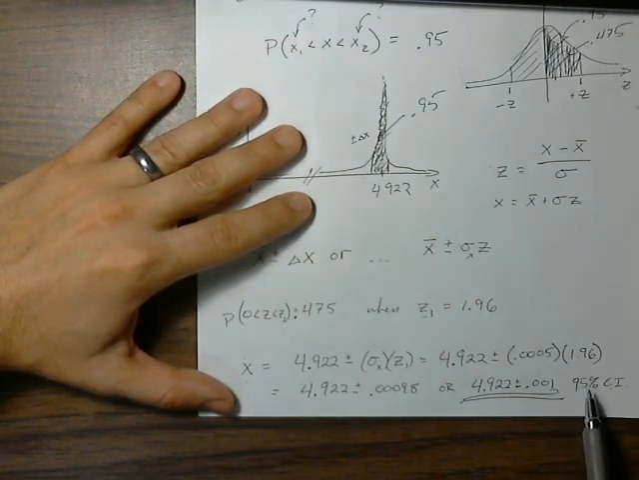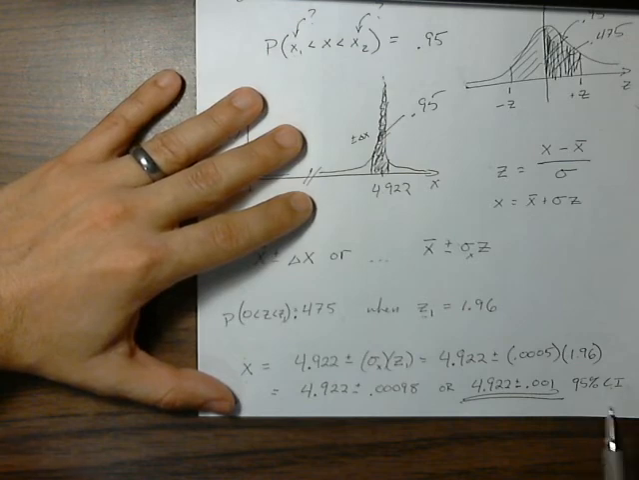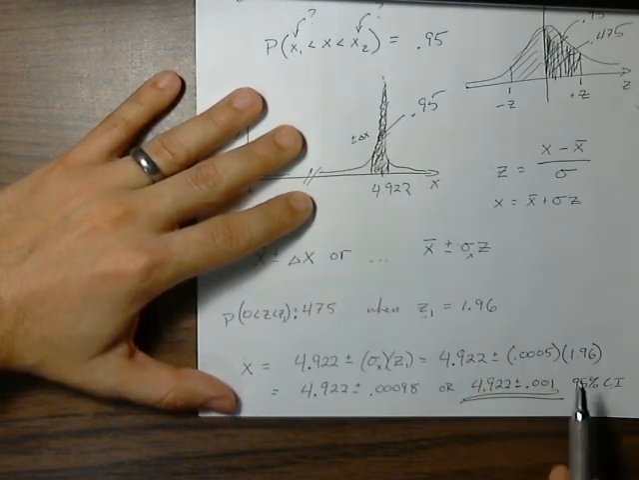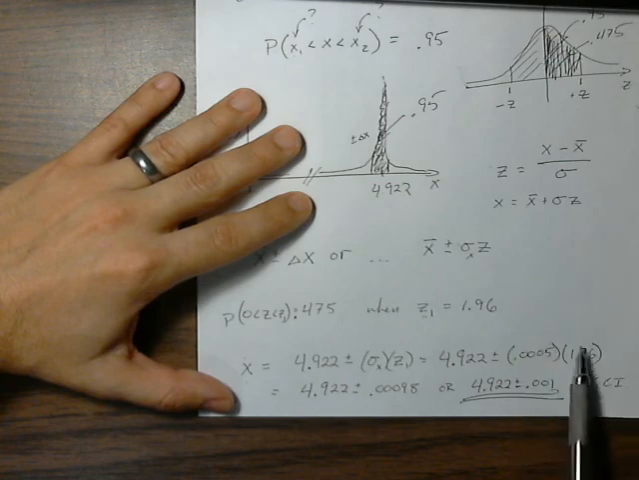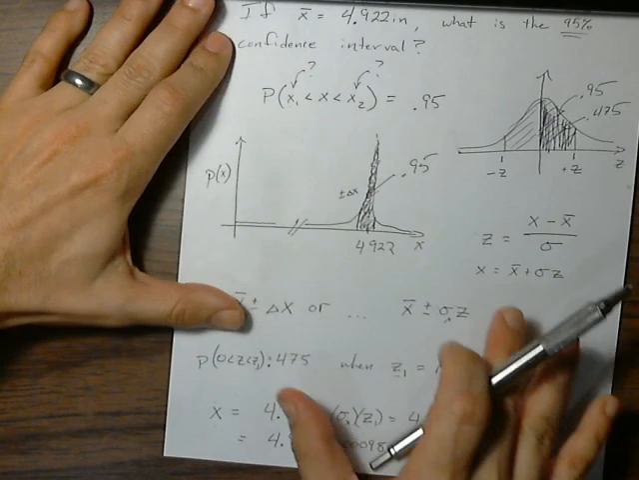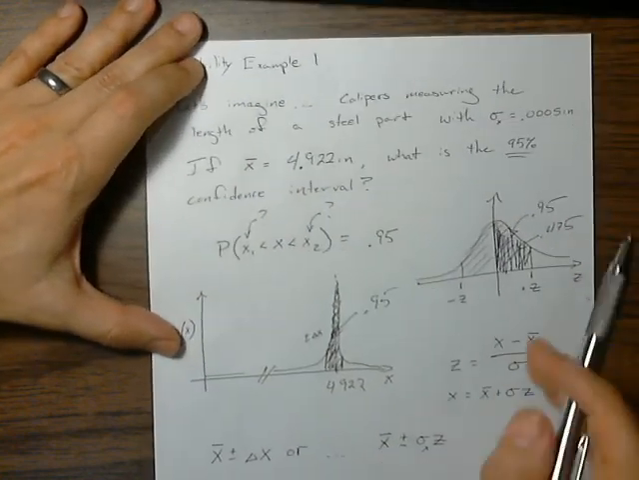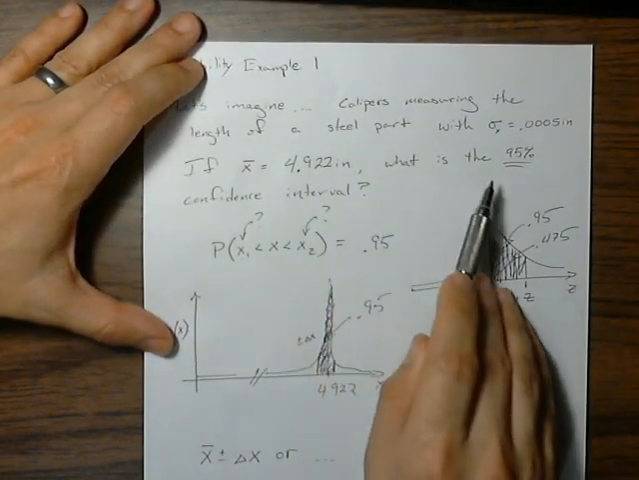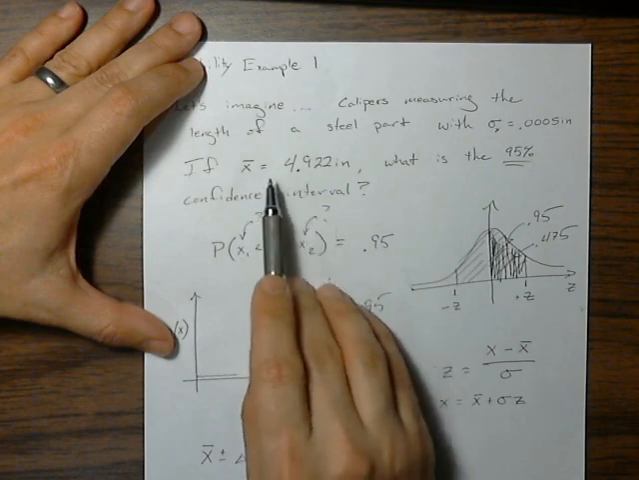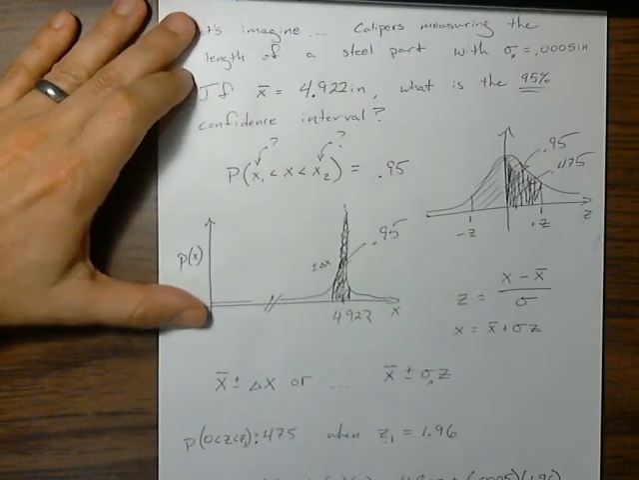Well, that still means you'll be wrong 5 out of 100 times. So you might actually want to shoot for something higher than that. The way that impacts your reporting is right here. But this answers the question that we posed. The question was, what is the 95% confidence interval for this measurement? And we just answered that.